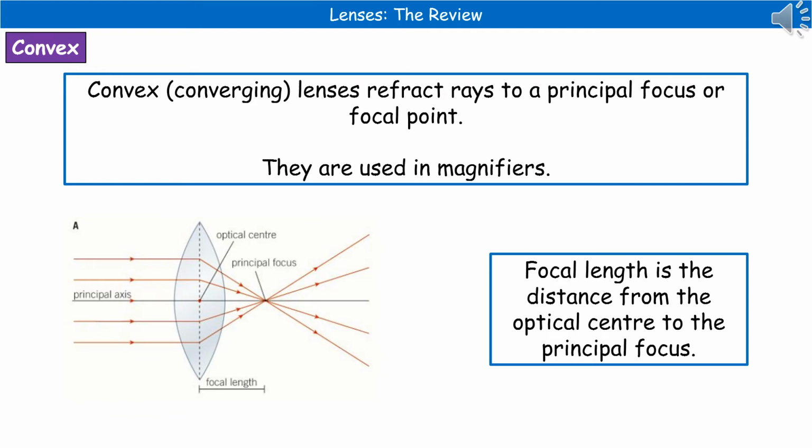Welcome to our review on lenses. What we need to know in this review is the two different types of lenses and what they actually do and how we use them. So the first one of these is the convex or converging lens. Now the whole purpose of these is to refract the rays to a principal focus or a focal point. So we're going to use these in things like magnifying glasses.